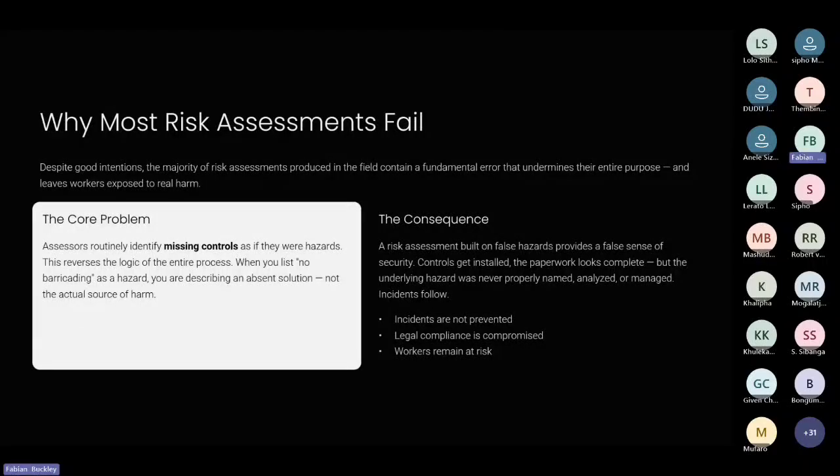So the consequence is that a risk assessment built on false hazards provides a false sense of security. Controls get installed, the paperwork looks complete, but the underlying hazard was never properly named, analyzed, or managed. Incidents follow. Incidents are not prevented, legal compliance is compromised, and workers remain at risk. I mentioned the prohibition notice that was issued for Section 24, and this was a result of it. One of the points raised by the inspector was that no proper risk assessment and method statement were in place for the activity.